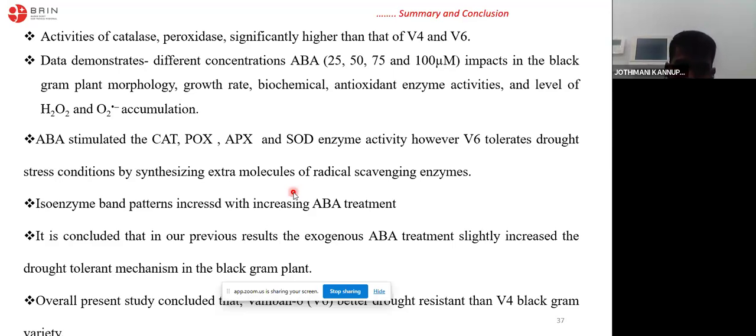It is concluded from our previous result that the exogenous application of abscisic acid treatment slightly increased the drought tolerance mechanism in black gram plants. Overall, the present study concluded that 1.6 is better for drought resistance when compared to 1.4 and the other two varieties.